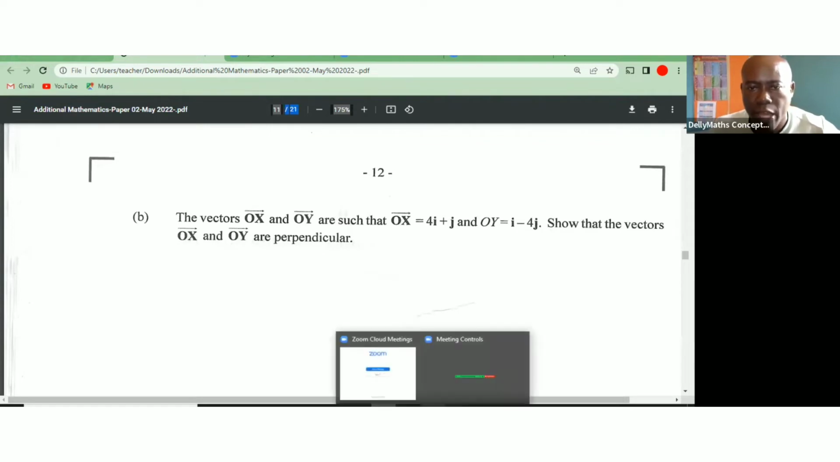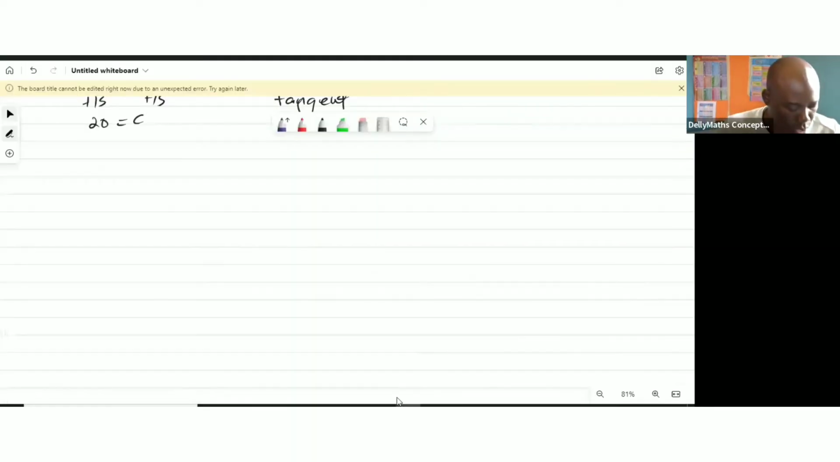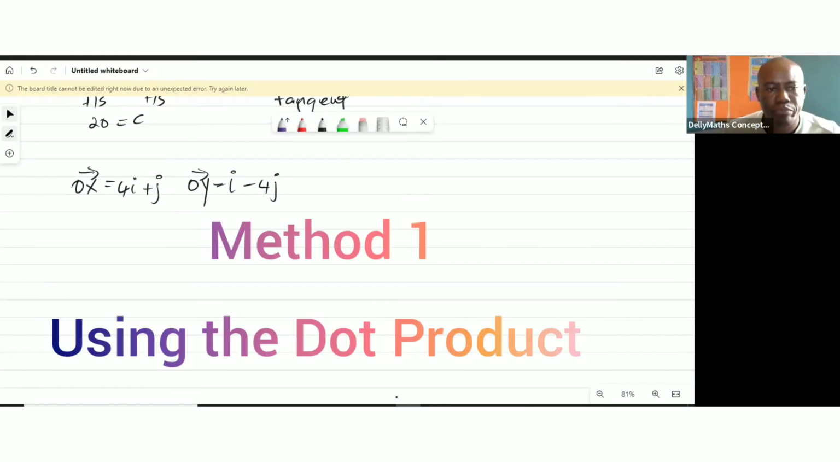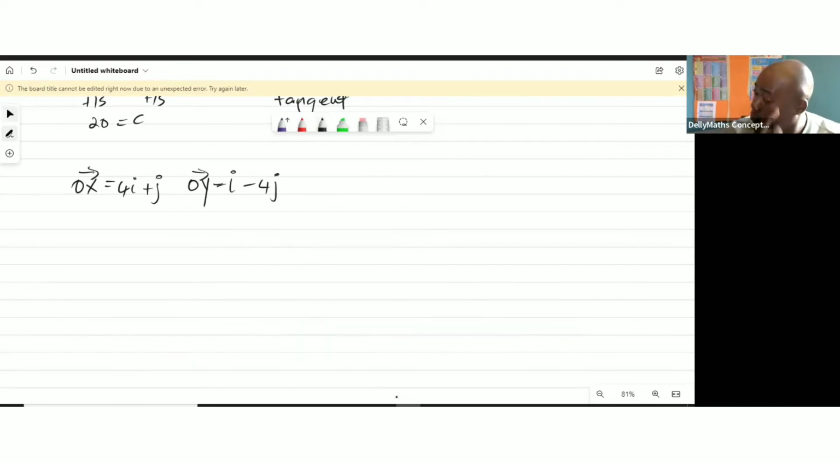All right, so we want to show that they are perpendicular. Let us write down what we have. We have OX, which was given as 4i + j, and we have OY, which was given as i - 4j. Now, the question says to show that OX and OY are perpendicular. What's the concept of perpendicular? We could use the dot product. We want to use the dot product to do this.